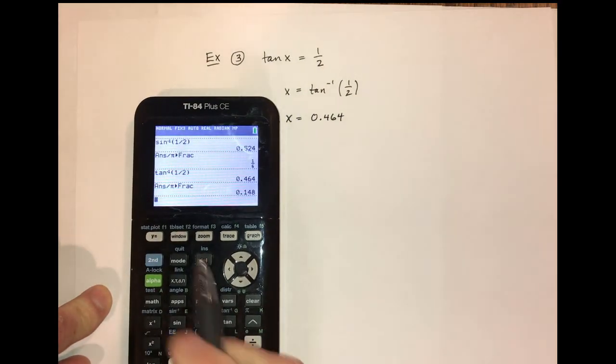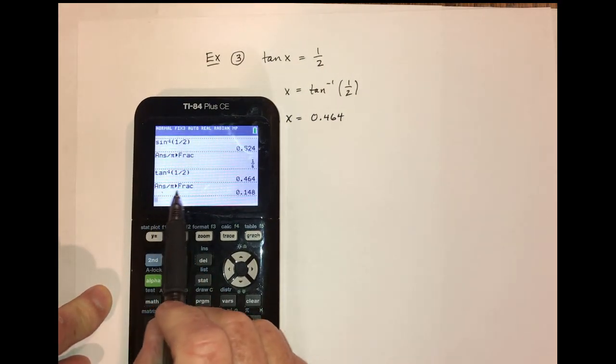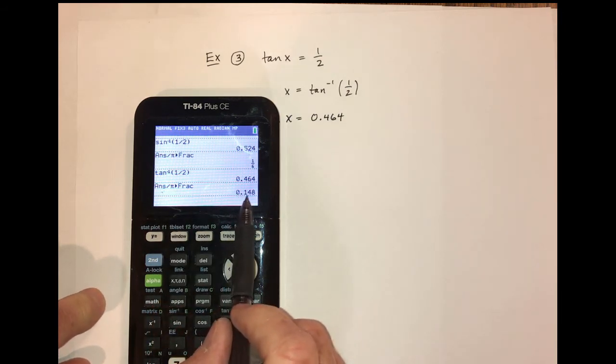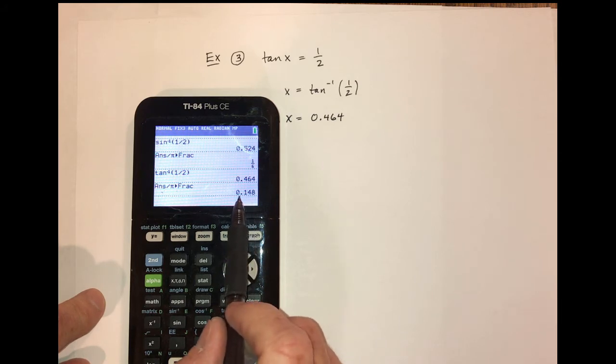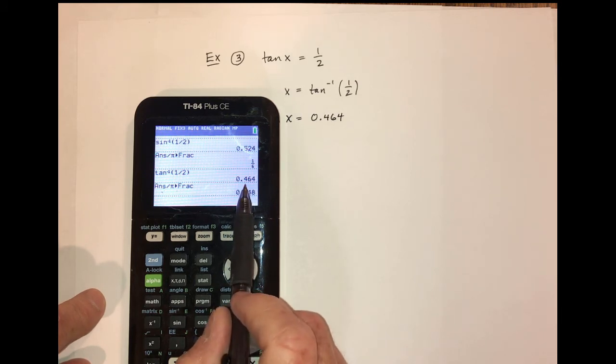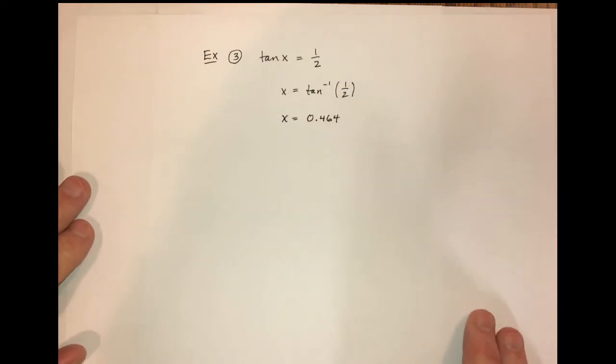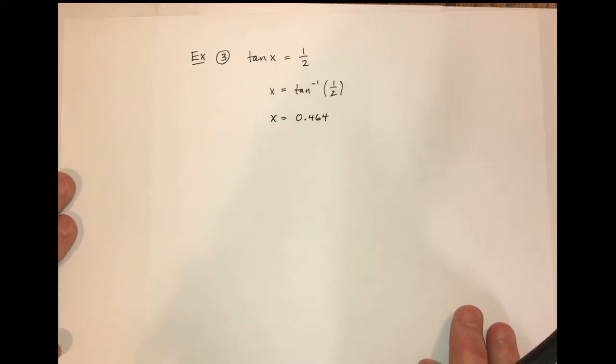So when you do this idea right here, if you get a fraction, that's cool. Go ahead and use it. But if you get a decimal, this decimal right here is no use. So forget about that one. The answer is 0.464. Now, of course, that's not the only answer.